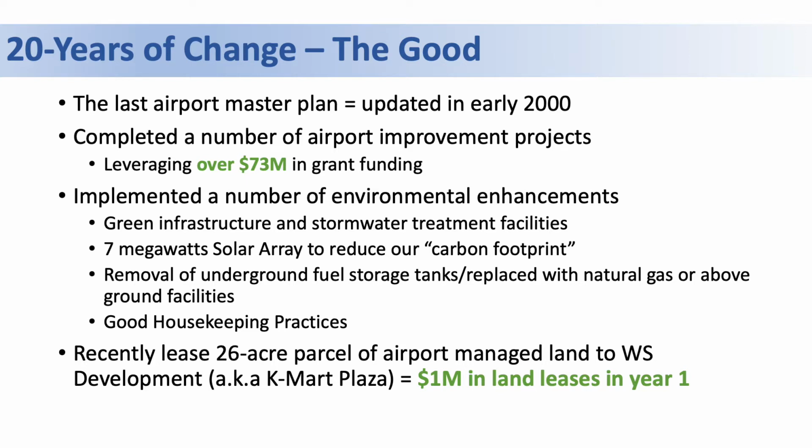We have also been able to implement a number of environmental enhancements, including green infrastructure and stormwater treatment facilities, installation of a 7-megawatt solar array to help us reduce our carbon footprint, removal of a number of underground fuel storage tanks, replacing those tanks with either above ground or natural gas facilities. We have also implemented a number of good housekeeping practices. Additionally, the airport has been able to diversify its revenue stream by leasing out a 26-acre parcel of airport managed land to WS Development. This parcel is also known as the Kmart Plaza.